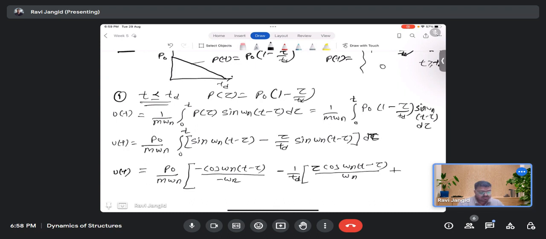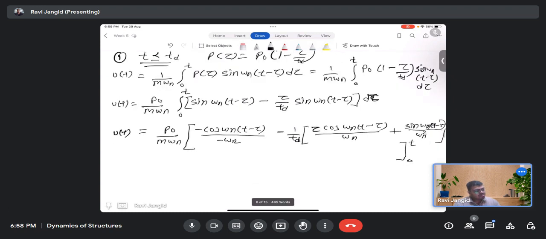And then it will become sine omega n (t minus tau) divided by omega n square, and the limit would be 0 to t. So please apply the limits and give me the final expression. If you apply the limits to this, what would be the final expression? Like initially, that would be P naught by m omega n. What would be in the bracket? Please try.